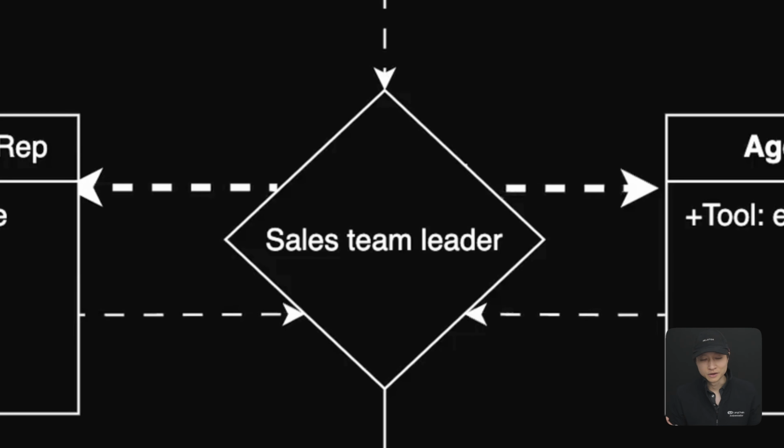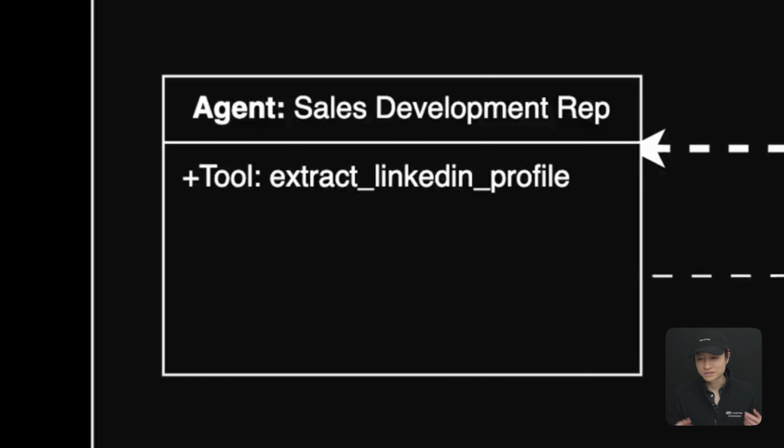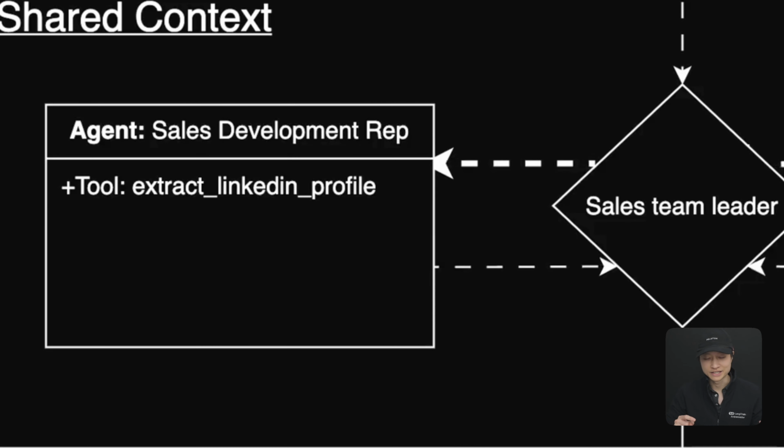And then there's a sales development representative, like most sales teams in real life. And this person, or I guess this agent, has access to one tool, which is to go and scrape the lead's profile and bring back extracted information about the lead. And then once that's done, go back to the sales team leader and say, hey, I am done.